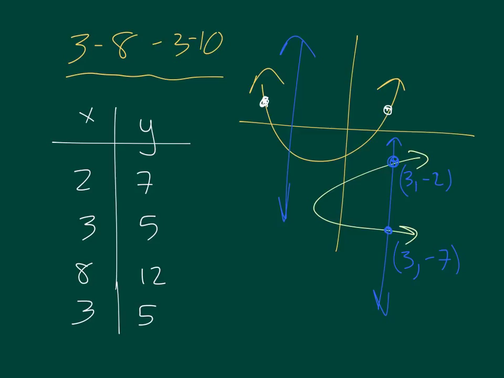So this is literally just rewriting that coordinate. It wouldn't make sense to do that. You wouldn't write the coordinate twice. So look for a repeated x value. That indicates that it is not a function if there's a repeated x value with a different y value.